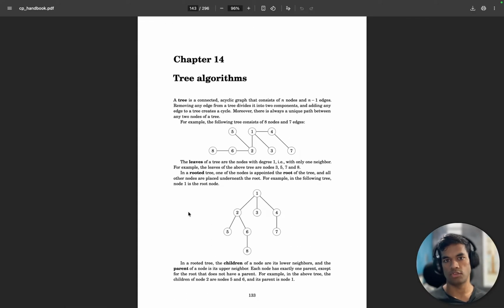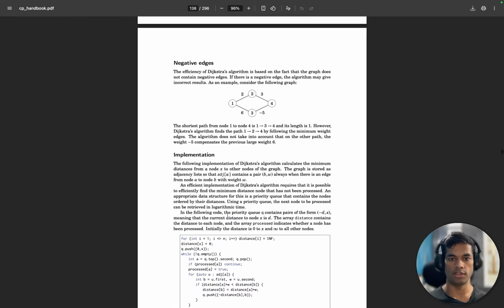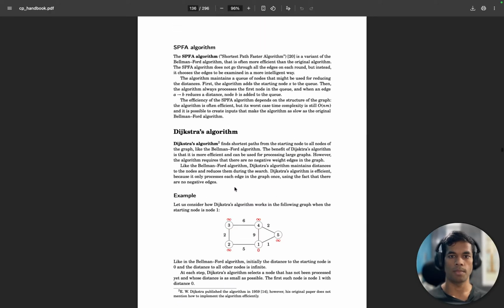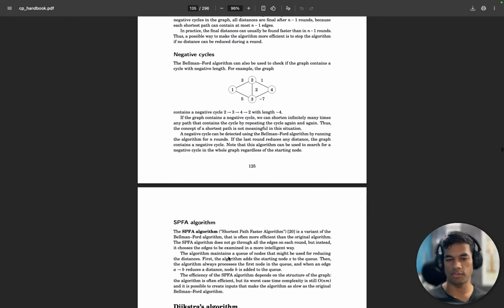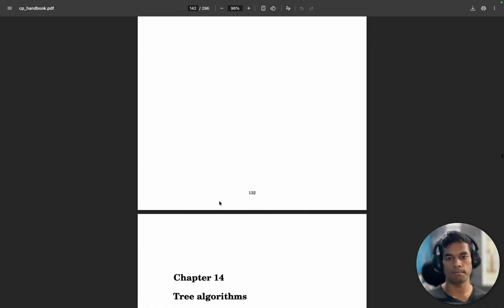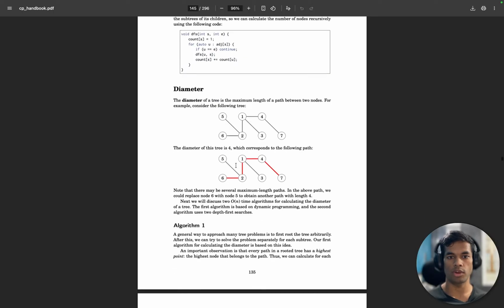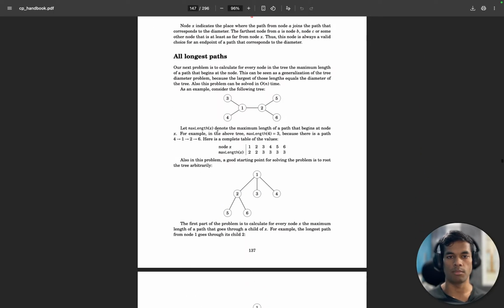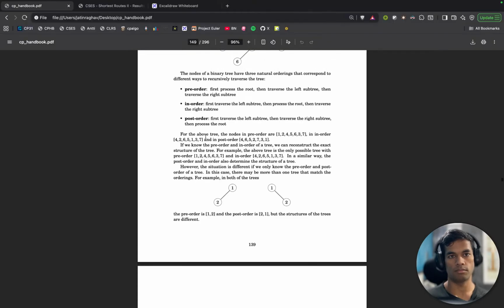So we have gone through the shortest path algorithms, and that is very nice. At this point, we can implement, and we do understand all of these three shortest path algorithms: Bellman-Ford, the first one, then the shortest path faster algorithm, then Dijkstra, and then Floyd-Warshall. And now the next thing that we have is tree algorithms. Tomorrow we are going to do tree algorithms. What do we have in tree algorithms? Tree traversal, dynamic programming, diameter. For finding diameter, there are a couple of algorithms, all longest paths in a tree, and binary trees. Okay, cool.